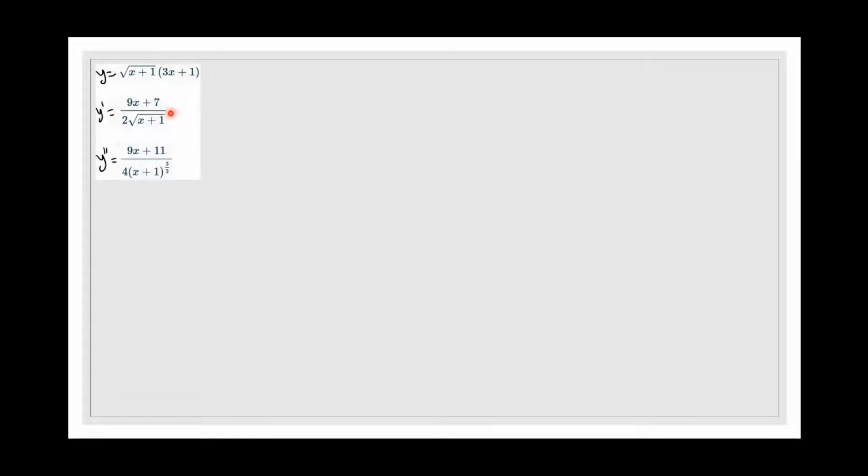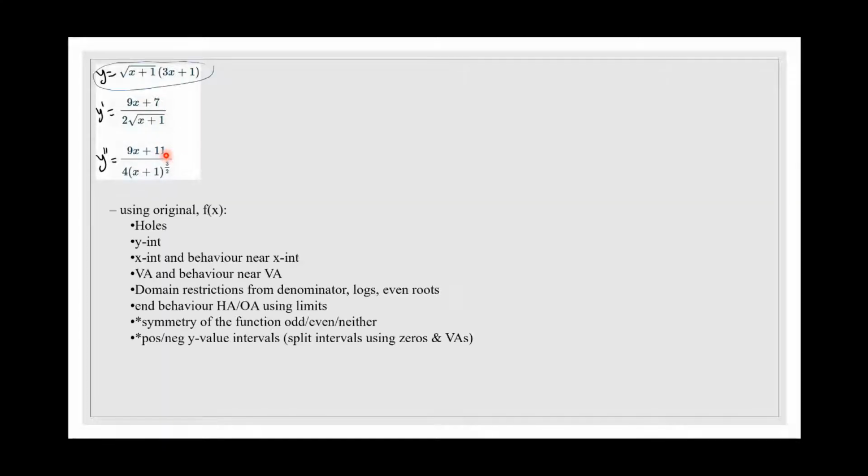For the ease of this discussion, I have put down the derivative and second derivative for you, so I'm not going to show those calculations. So we'll start off by looking at the original function, and we're going to do this whole list from our algorithm. So first of all, because this is not a rational function, there's nothing that cancels, so there would be no holes. For y-intercept, you can substitute x equals 0, and you'll get the point (0, 1).